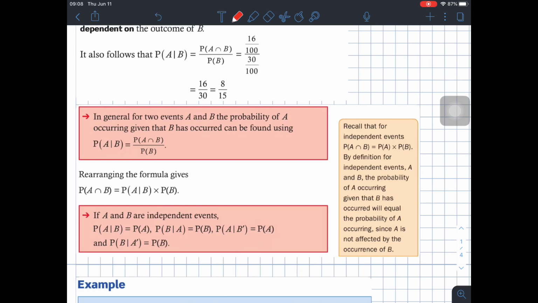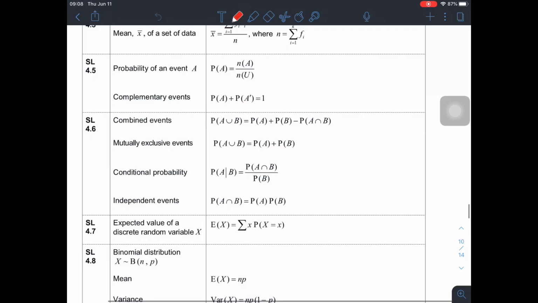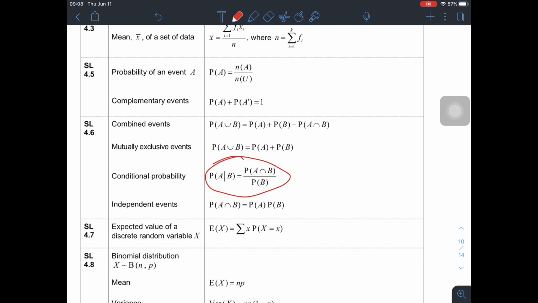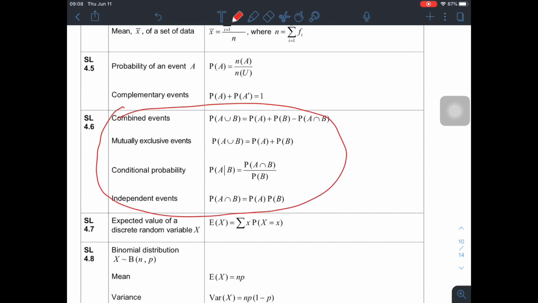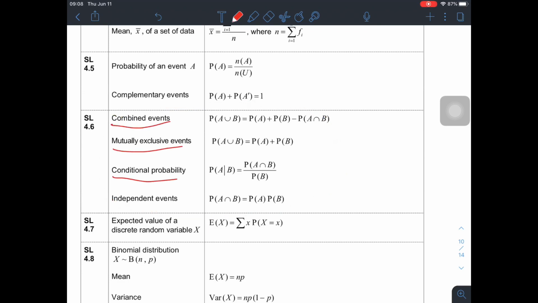Okay, this formula is always in the formula booklet. If you take a look at the formula booklet, you'll see that here you have conditional probability and it's written exactly in the way it is shown in the electronic assignment. So we have seen all of these different types of events: conditional probability, mutually exclusive events, and independent events. And we have also seen the basic concept of probability and what complementary events are. Okay, so we have seen all of those different concepts already.